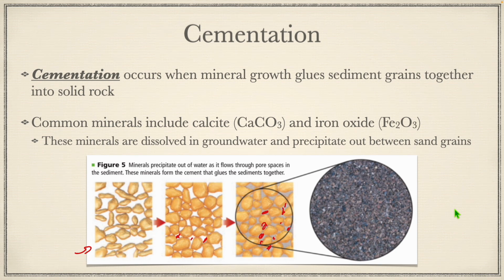That's the cementation process. Common minerals include calcite and iron oxide. These minerals are dissolved in groundwater and they precipitate out between sand grains, and that glues them together.